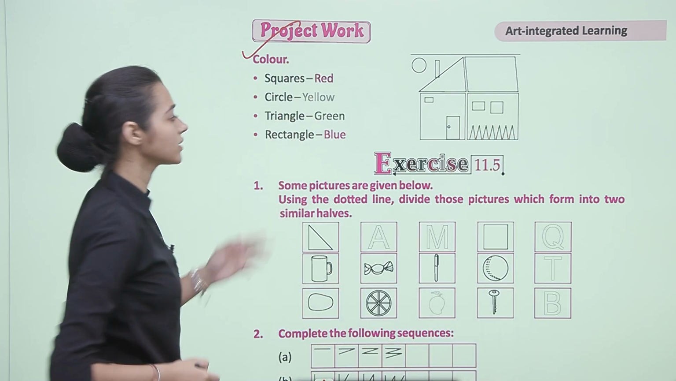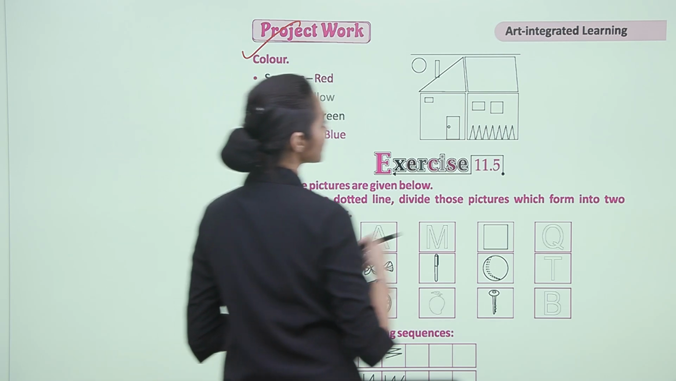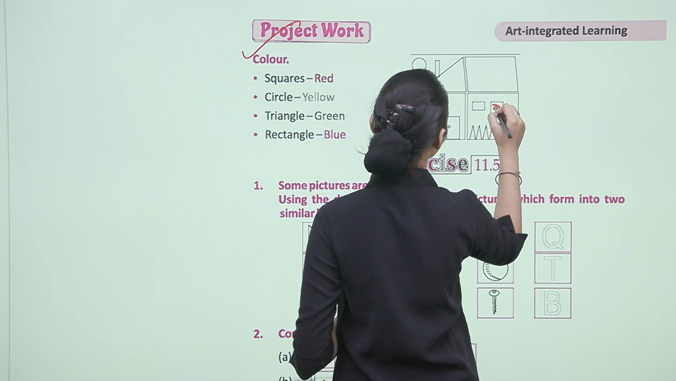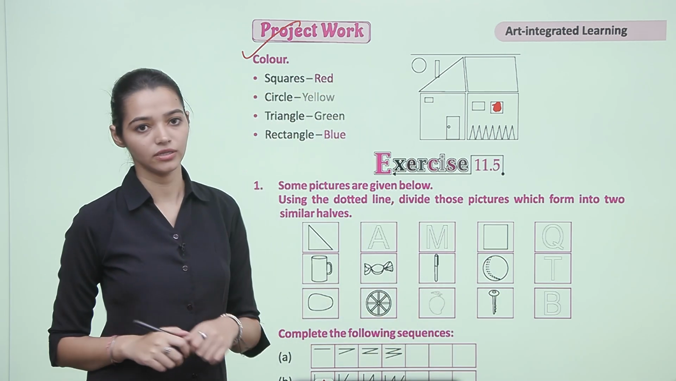Now next is the project work that you have to do. Color. You have to color the squares red. So which one is a square? This is a square that you will color red. That's how you have to complete it.